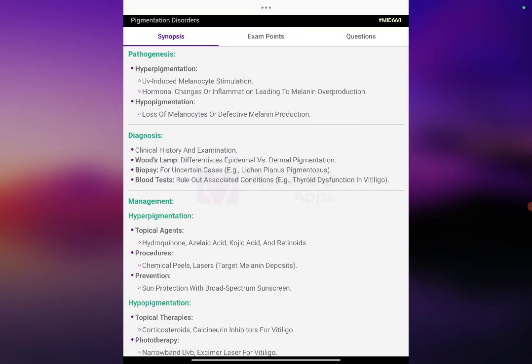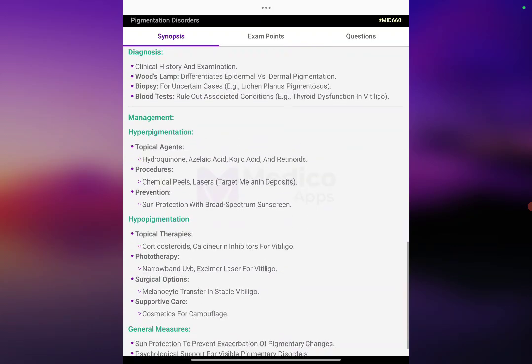Pathogenesis. Hyperpigmentation: UV-induced melanocyte stimulation, hormonal changes, or inflammation leading to melanin overproduction. Hypopigmentation: loss of the melanocytes or defective melanin production. Diagnosis: clinical history and examination, with Wood's lamp differentiating epidermal versus dermal pigmentation. Biopsy for uncertain cases, lichen planus pigmentosus. Blood tests to rule out associated conditions like thyroid dysfunction and vitiligo.